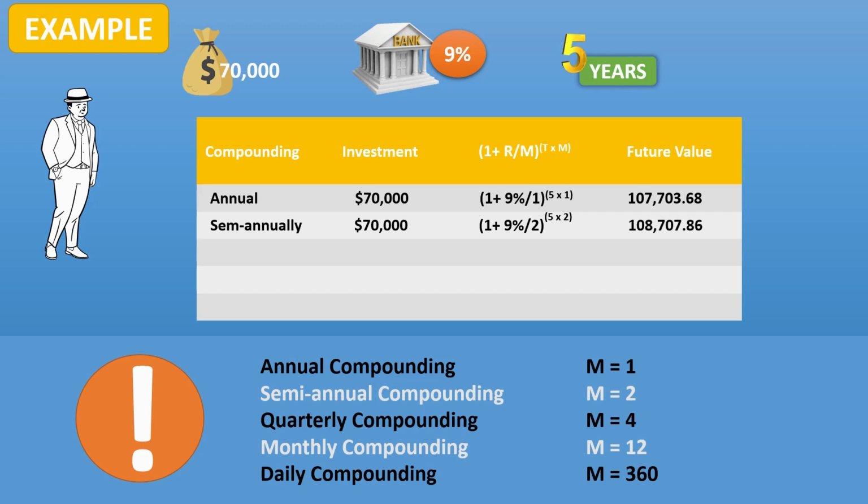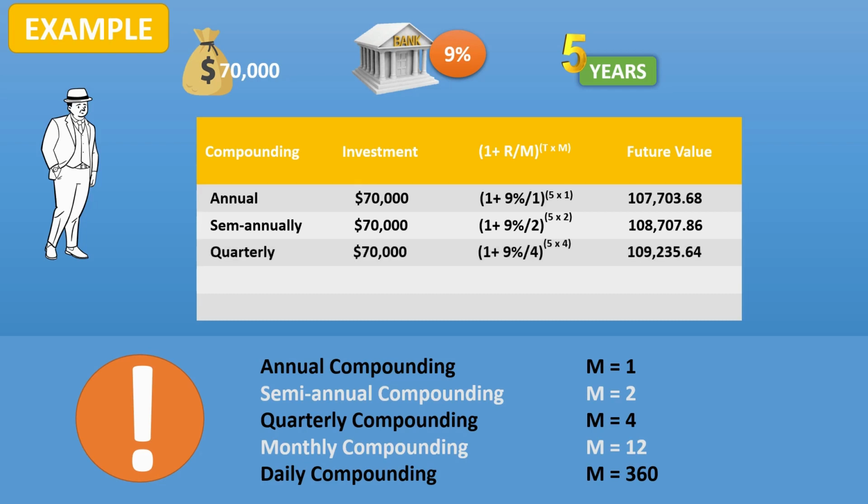In case of semi-annual compounding, M is equal to 2. So, we will divide the interest rate by 2 and then take the exponent by multiplying 5 years by 2. Then we will multiply the compounding factor with investment to get the future value of $108,707.86.